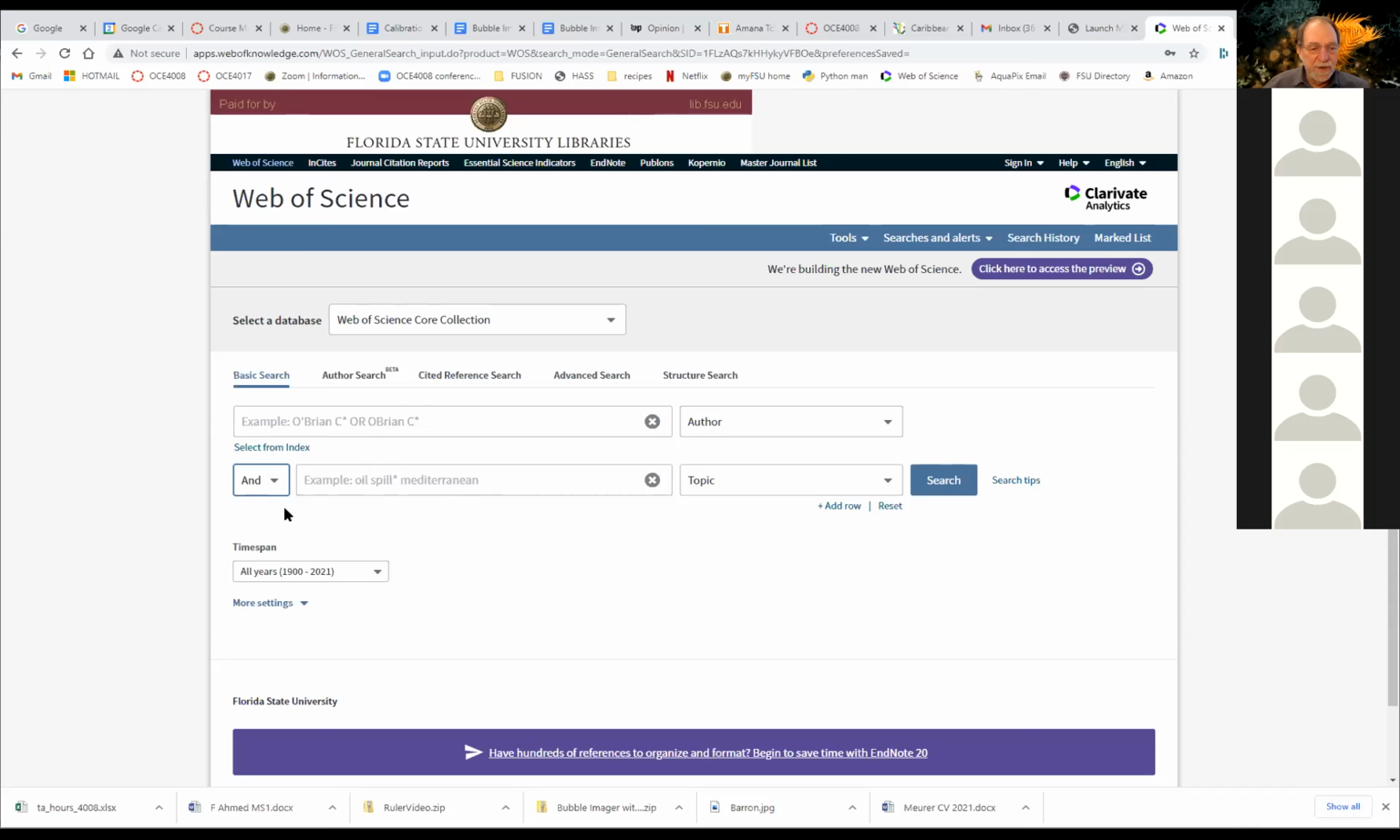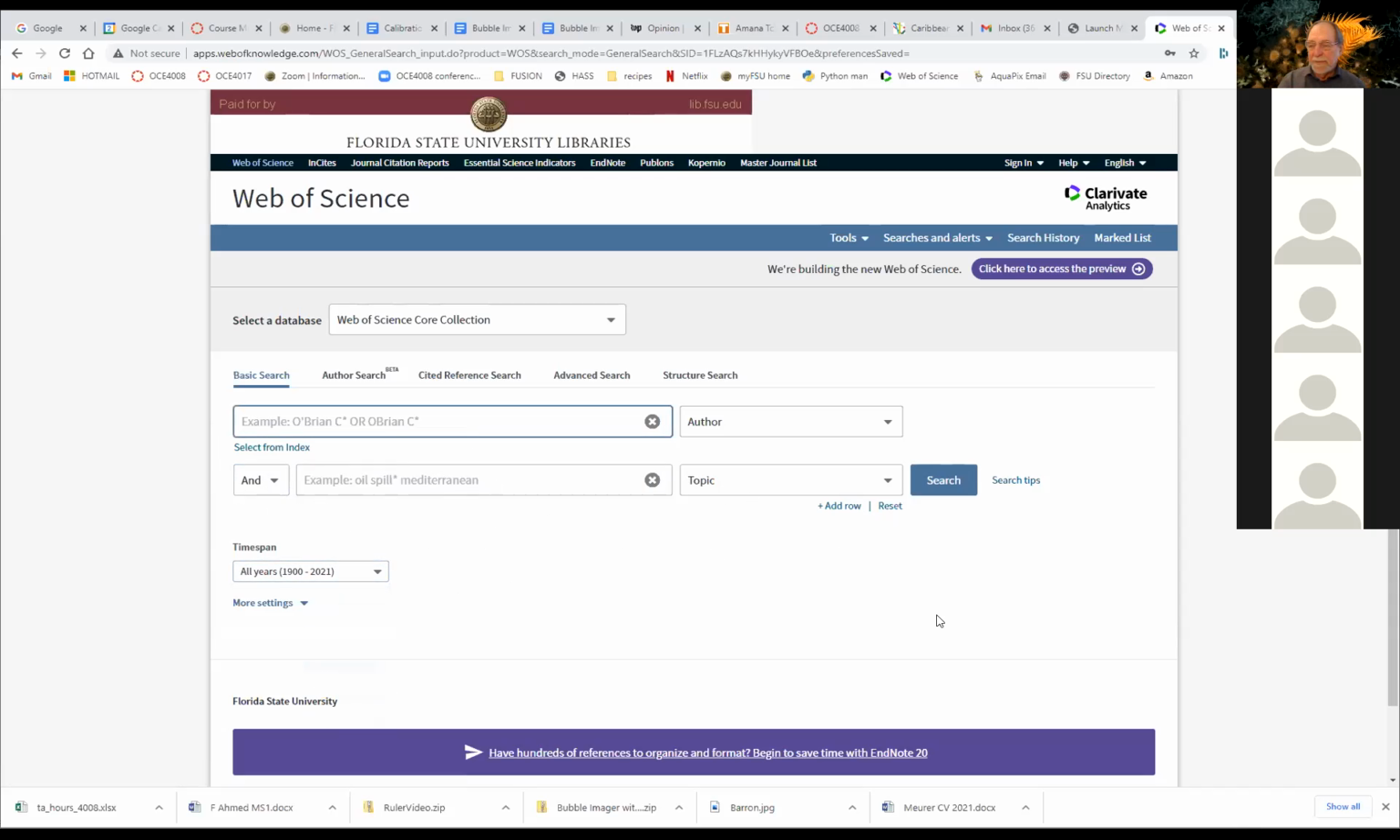But you could also add another field, and you could narrow your search by specifying years: last 5 years, last 4 weeks, custom year range. These are all ways of narrowing your search, being more specific about it.